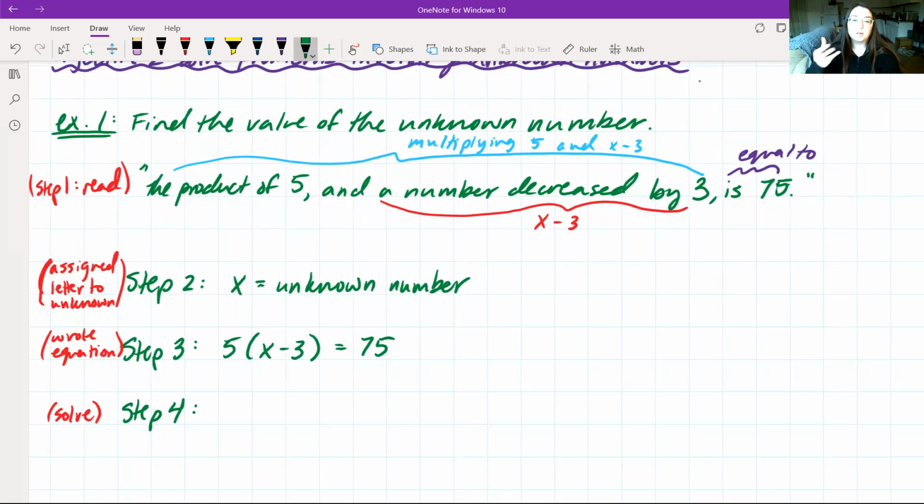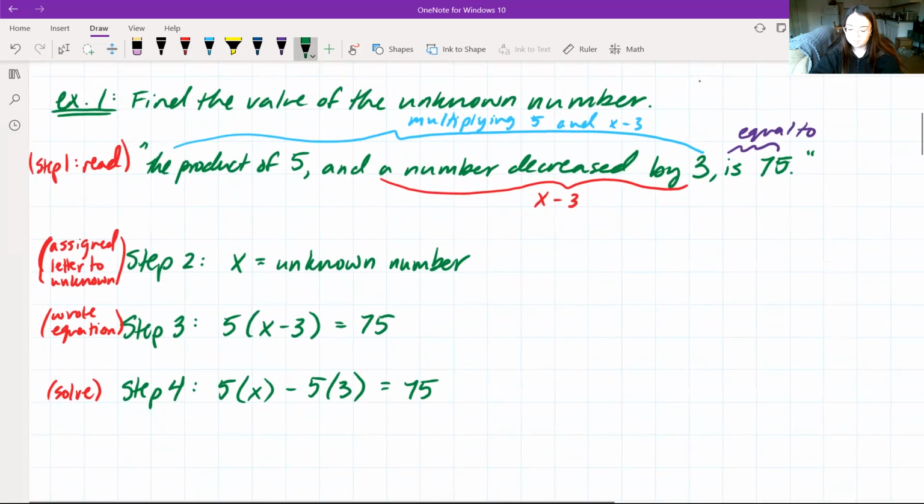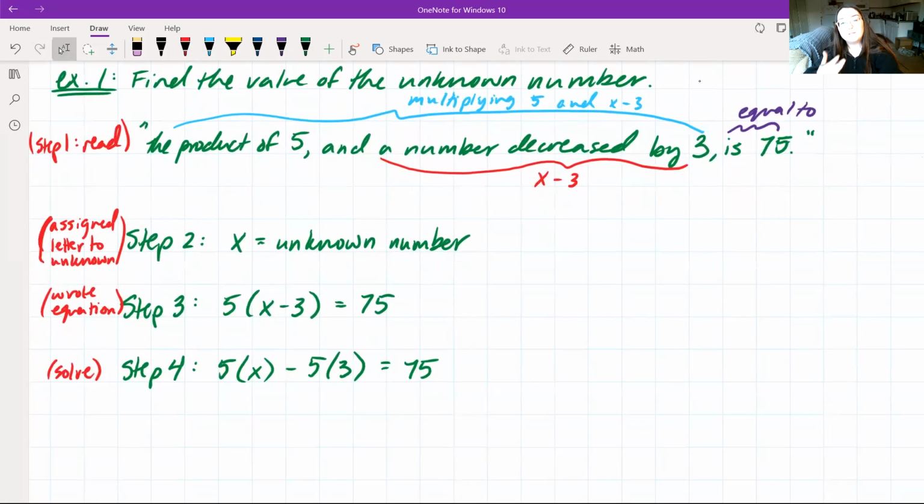So step 4, we're solving this equation now. And our first step in solving is we can use our distributive property to distribute a 5. So it's going to give us 5x minus 5 times 3 is equal to 75. And now we solve with all the same methods and properties that we've learned so far. So 5 times x is going to be 5x, 5 times 3 is 15, and this is equal to 75.